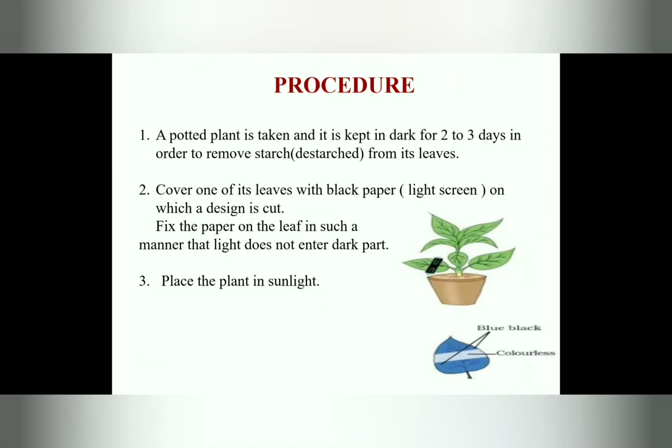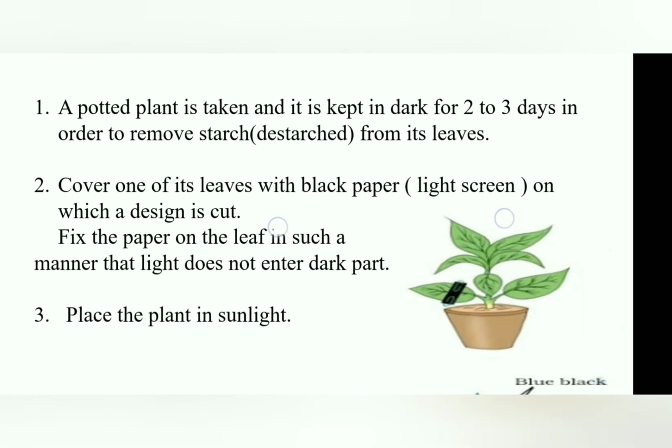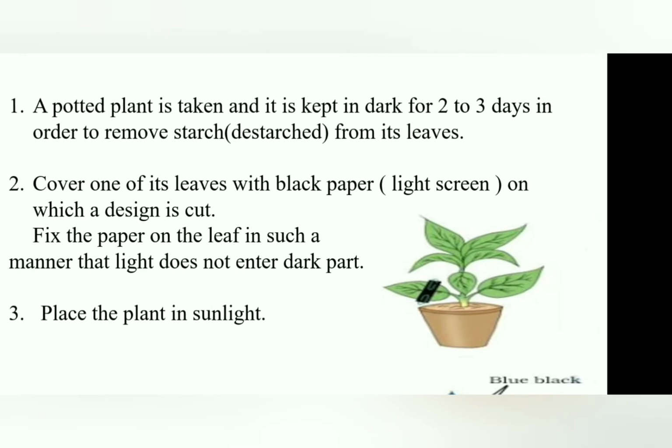Now coming to procedure. A potted plant is taken and it is kept in the dark for 2 to 3 days in order to remove starch from its leaves. In the previous experiment also we have de-starched, that is, removed starch from the leaves. Now cover one of its leaves with black paper, that is the light screen, on which a design is cut. Then fix the paper on the leaf in such a manner that light does not enter the dark part.